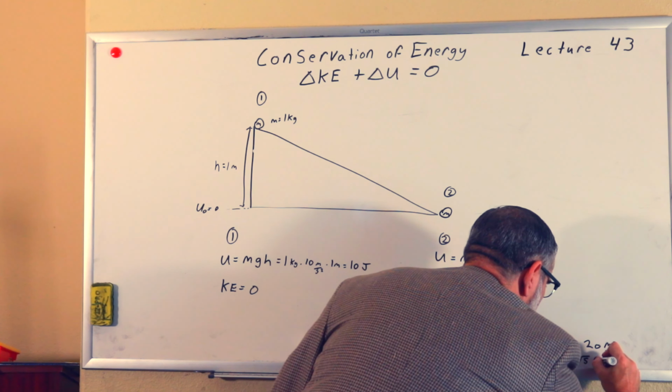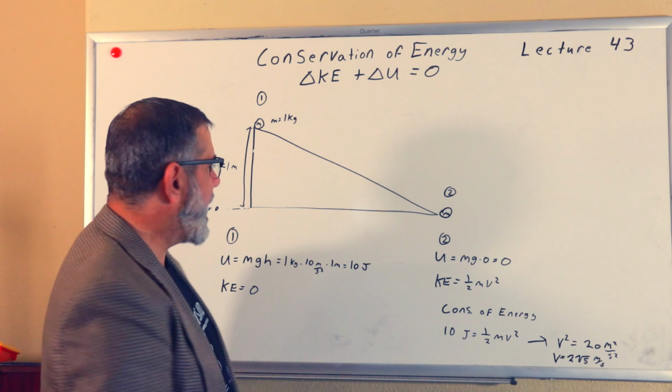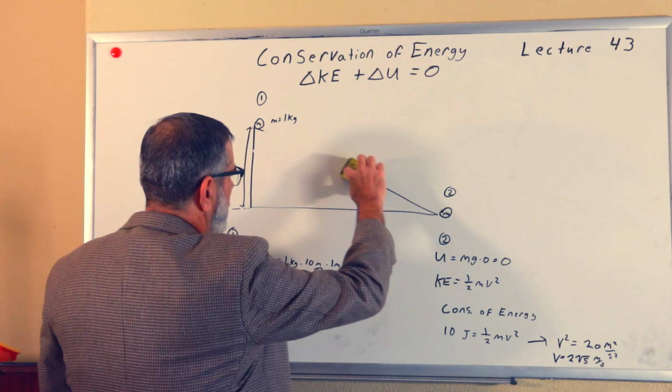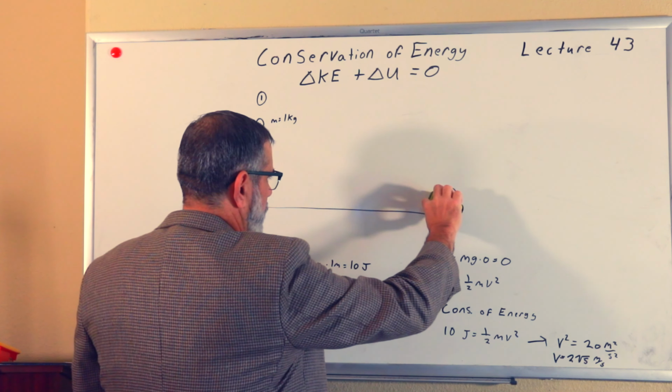Now, the interesting thing is the details between point 1 and point 2 don't really matter. So instead of having this nice straight ramp down, this could have been a kind of bumpy hill.